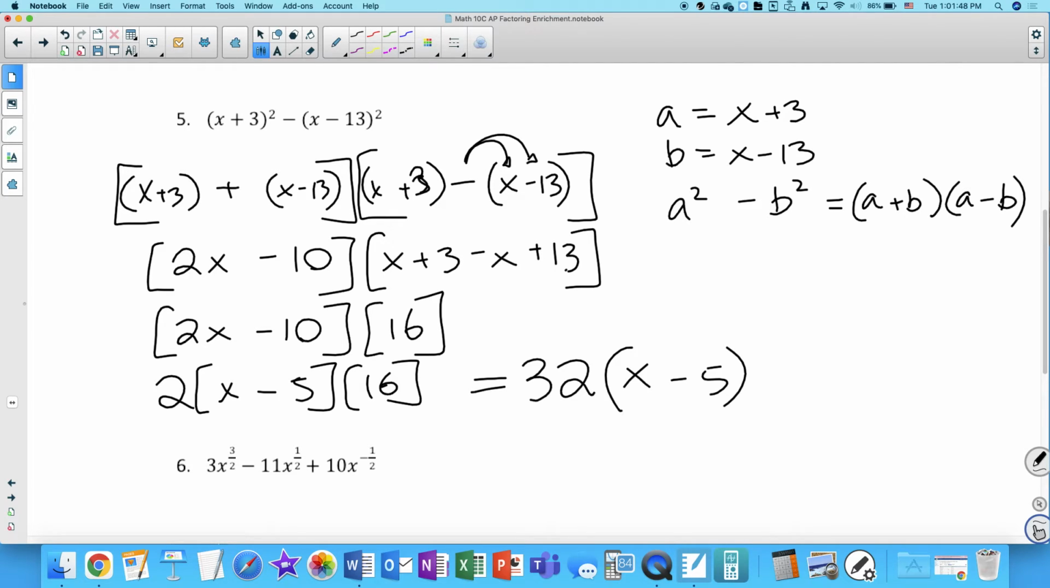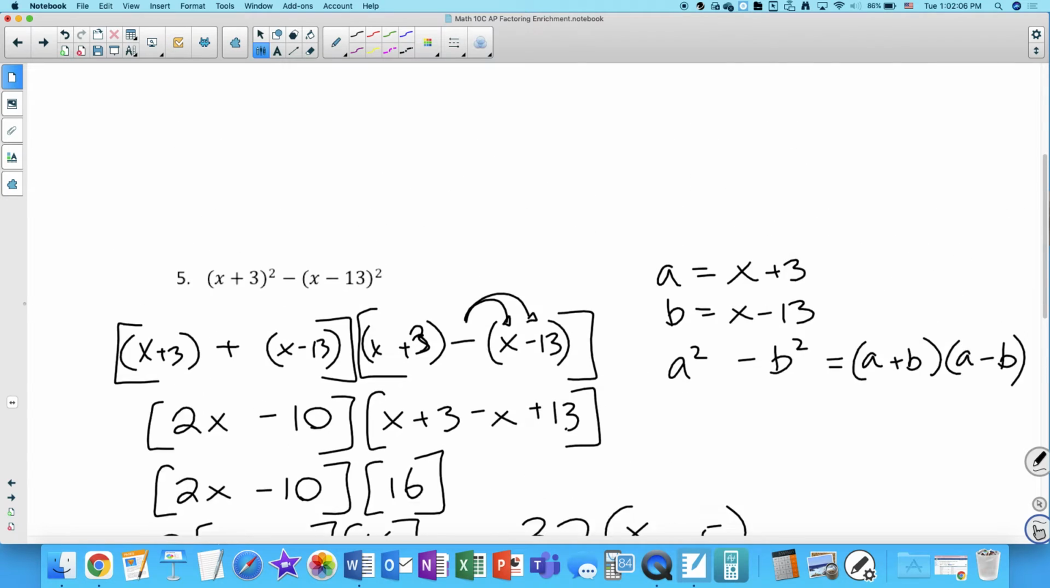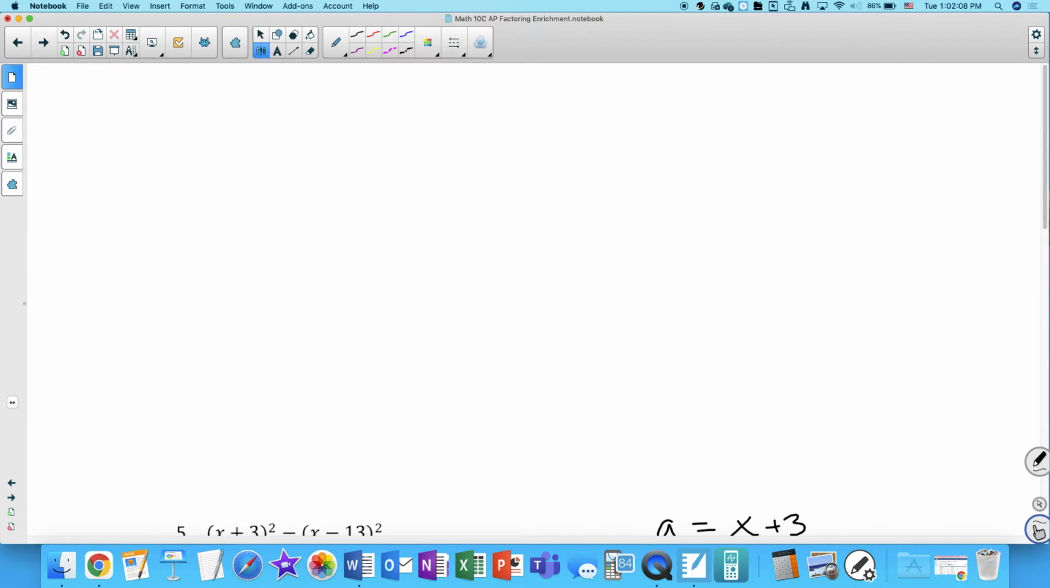Yes? This might be a really silly question, but what's the point of factoring? Because it's different than simplification, right? Mm-hmm. So what's the point? That's a really good question. Okay, let's go on that tangent. So right now, there's no point in factoring. You're right, there's no point. Why factor?